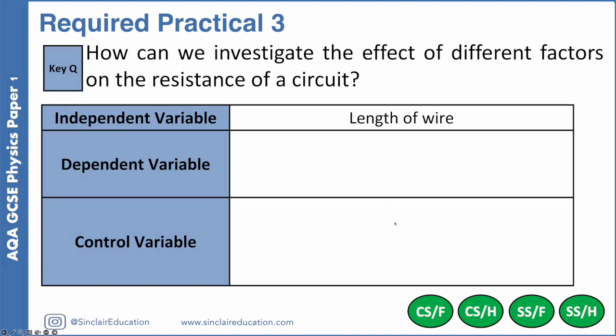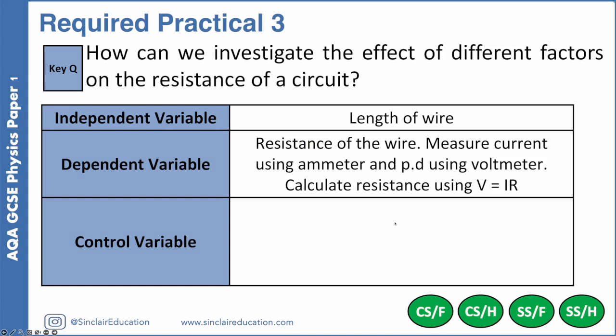In this investigation then, our independent variable now is the length of wire. Our dependent variable is the resistance, but when you're giving detail around this, you need to mention what you're going to be measuring. So current with an ammeter in series, a potential difference measured with a voltmeter in parallel, and how you'd use these. So that idea of resistance, we'd use V equals IR, the equation for this, to figure out resistance.